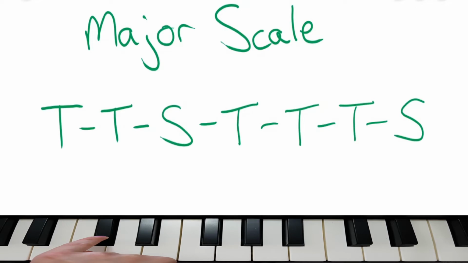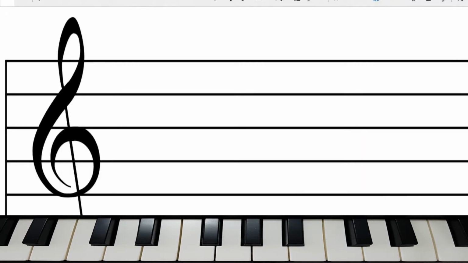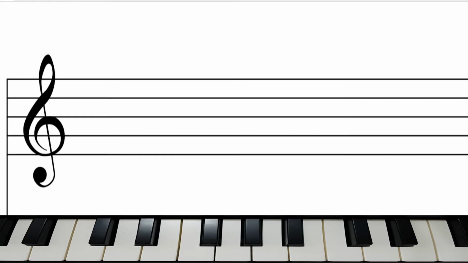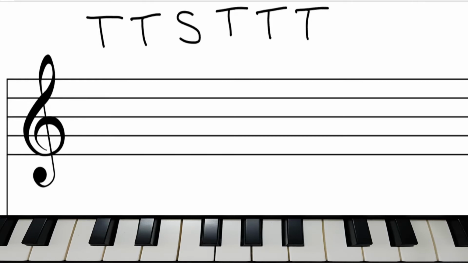Here's our first semitone, and here's our second semitone. Thinking about that, that's a tone. Keeping this in mind, our tone, tone, semitone, tone, tone, tone, semitone, with our treble clef. Let's use our pattern of tone, tone, semitone, tone, tone, tone, semitone to create a C major scale.